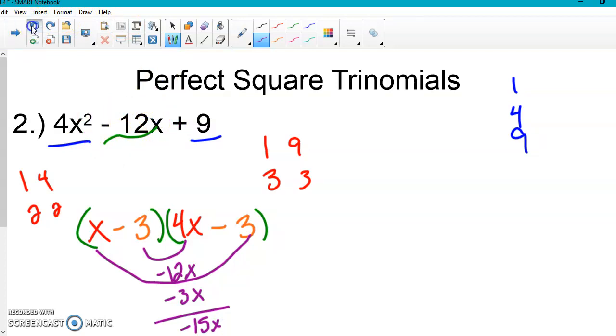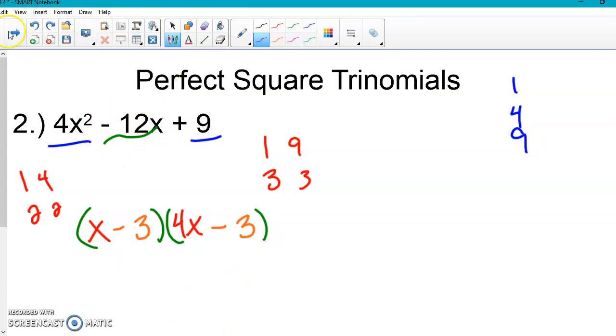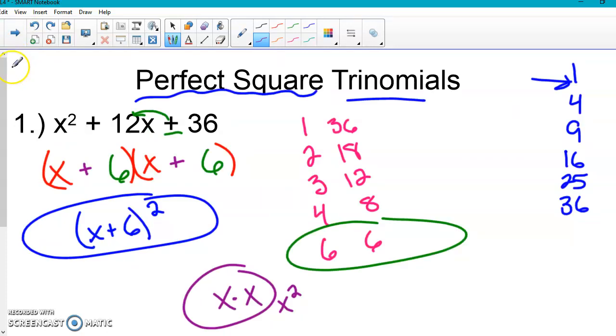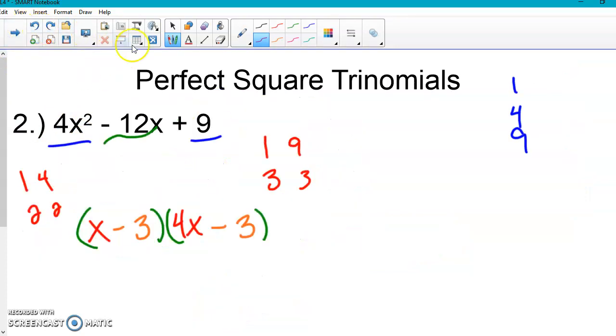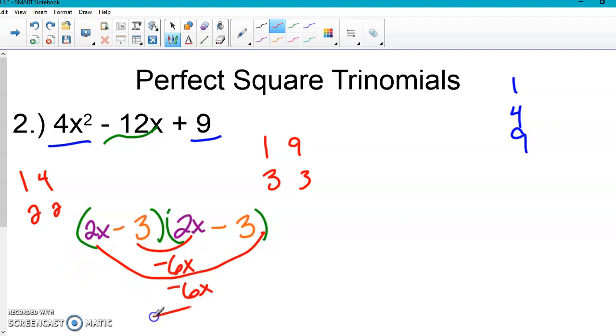Okay, so let's think back to what we just did on number 1. Perfect square trinomial. These guys were the same because it was perfect. Let's try that method. If I leave the 3 and the 3, but use 2x and 2x instead, let's see. Little smile gets me negative 6x. Big smile gets me negative 6x. Add that together, you get negative 12x. Perfect.